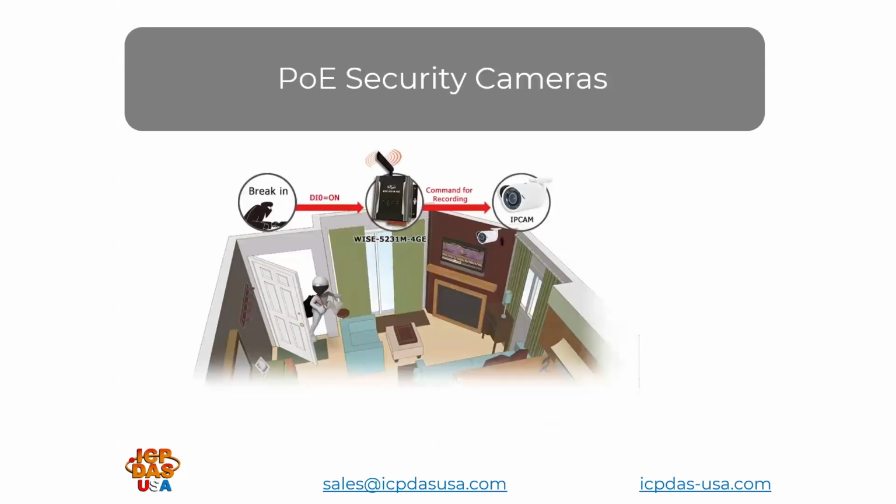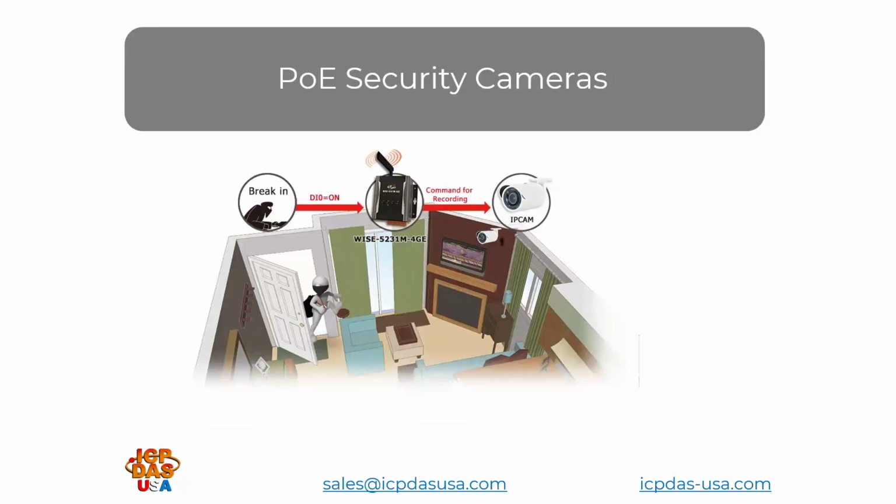This is just a mock-up of a PoE security system. This uses our WISE 5231M-4GE, which is a cellular module, but it doesn't need to be cellular. Basically, the IP camera will record what's happening in there. If a break-in occurs using one of the, like a door sensor, the door sensor will trigger the WISE 5231 to start recording on the camera, and it'll tell when somebody's entered the door, and you can see who it is.